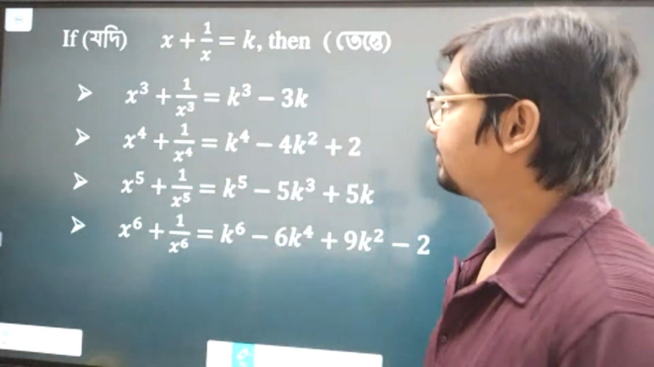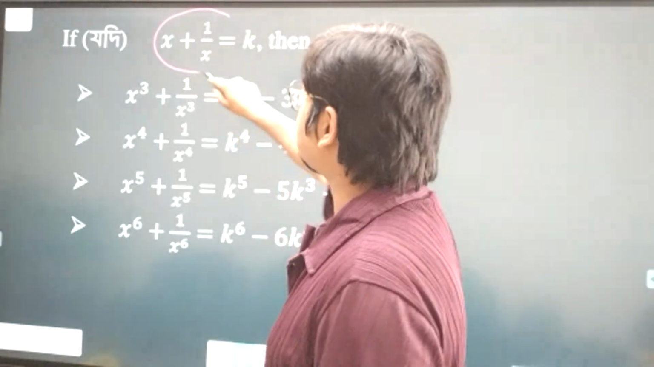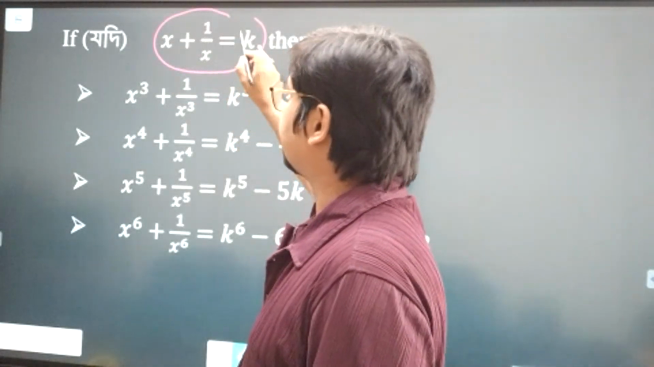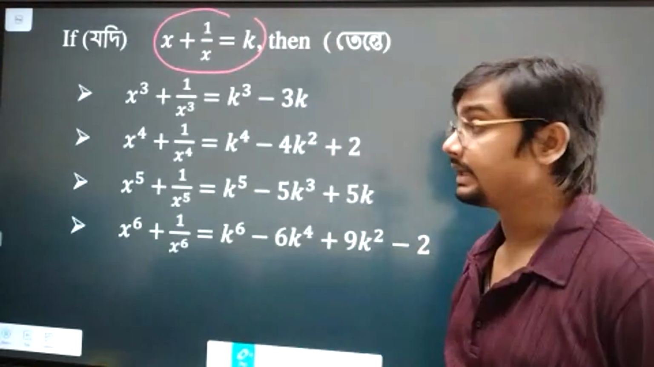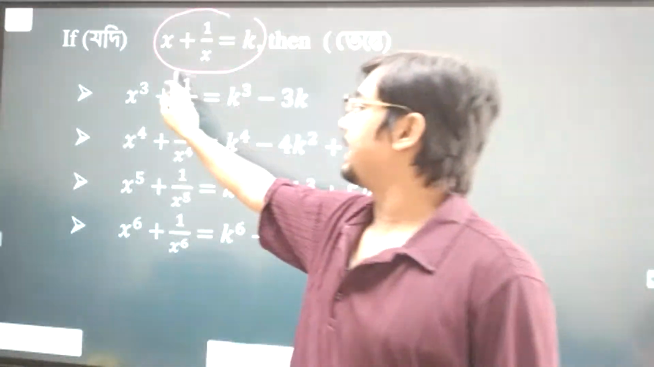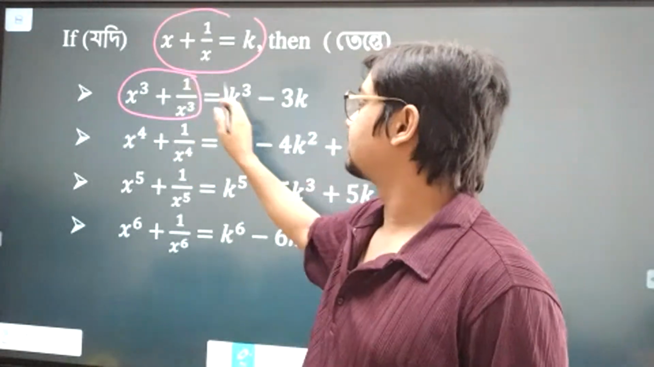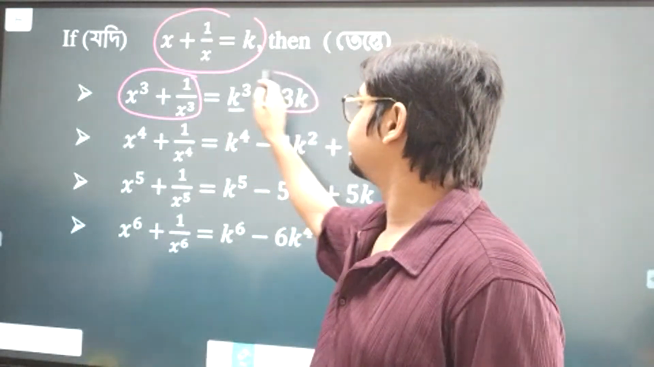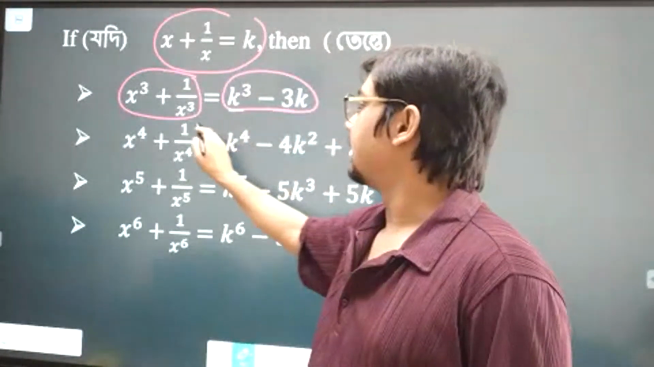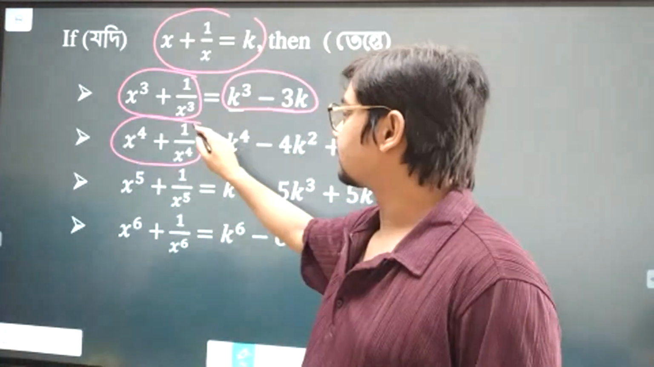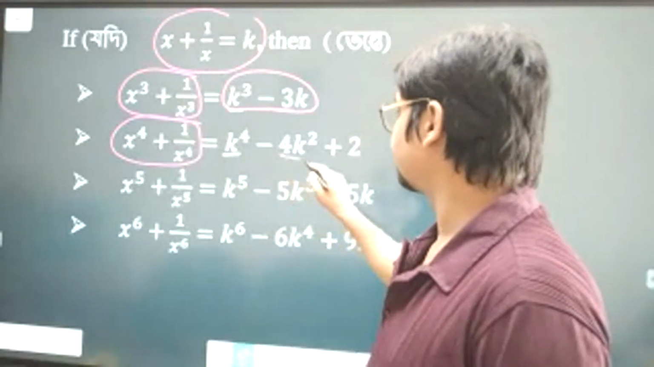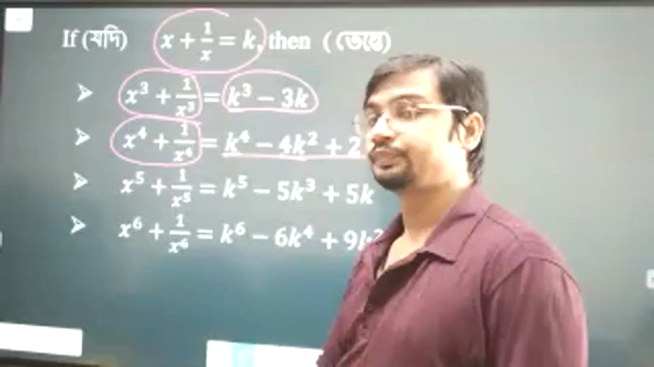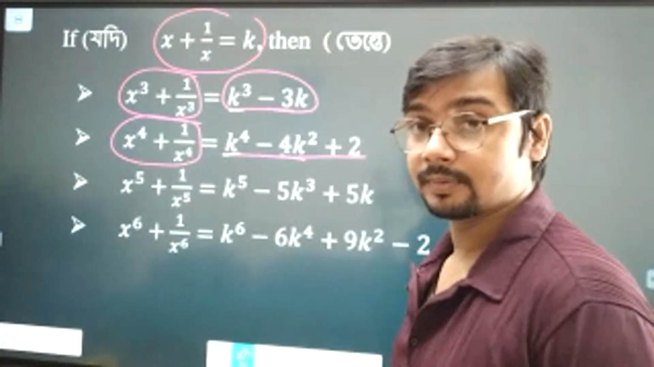You must remember this concept. The concept is like this way: if x plus 1 upon x is k, then x cube plus 1 upon x cube will be k cube minus 3k. x power 4 plus 1 upon x power 4 is equal to k power 4 minus 4k square plus 2. You must remember this formula.